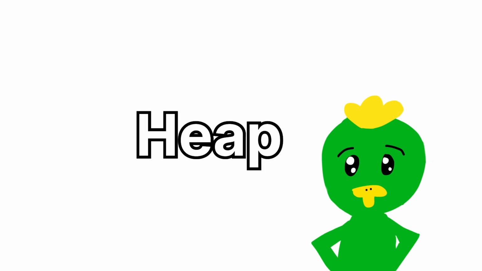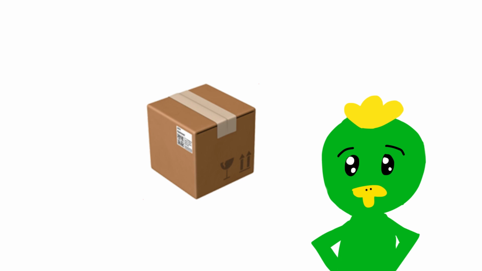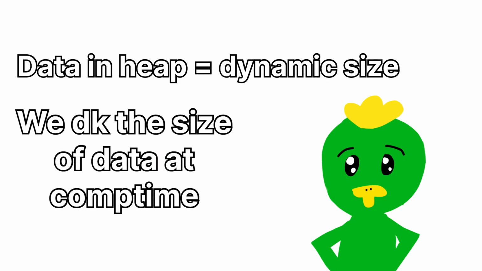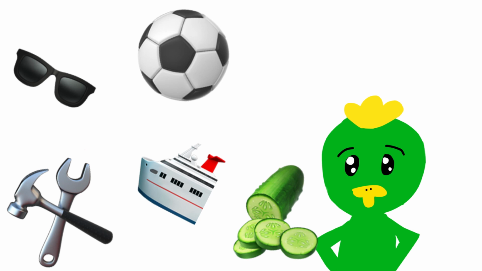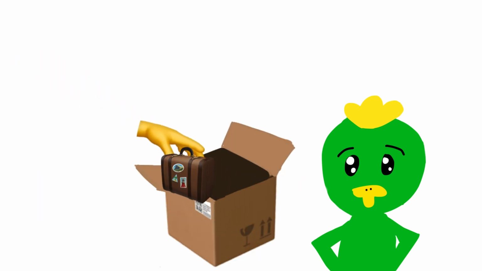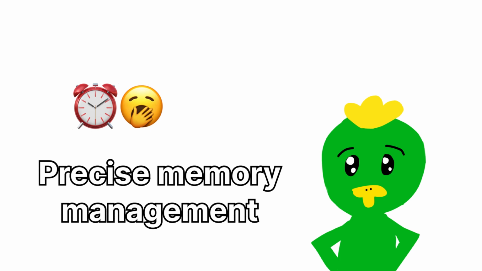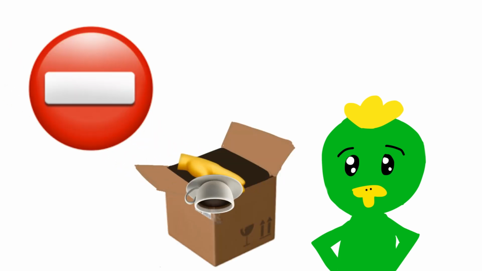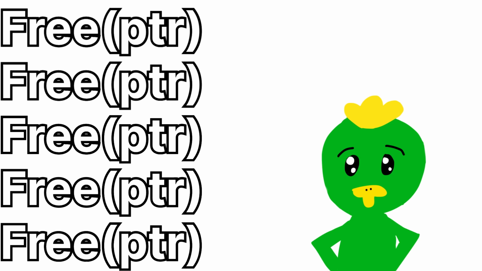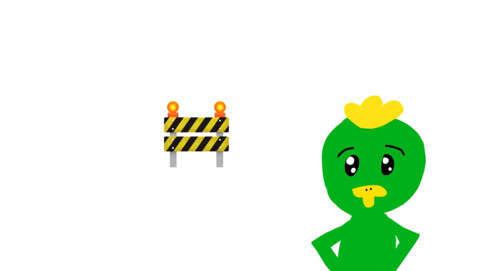The heap is another major region in the memory. Think of it like a simple cardboard box. The data in the heap has a dynamic size. You can put anything in the box, but you first have to allocate and ask for space. However, unlike the stack, it is slower and requires precise management to avoid memory leaks. You also have to clean up the box so it doesn't get full with unused data, and carefully set guardrails to not overflow or corrupt the contents of the box.